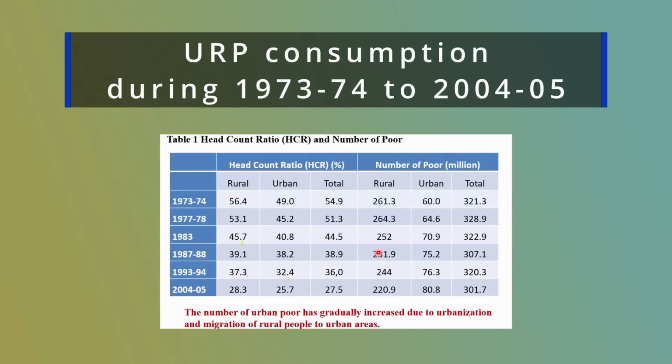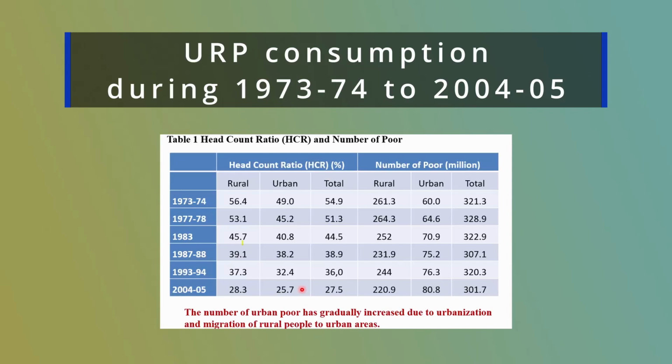If we see the detailed empirical facts of poverty during this period, then we can say that in the year 1973-74, 54.9% of people in our country were poor, which decreased to 27.5% in 2004-5. If we consider rural areas, then the head count ratio in the rural areas was 56.4% in the year 1973-74, which also decreased to 28.3% in 2004-5. In the case of urban areas, the head count ratio decreased from 49% to 25.7%.